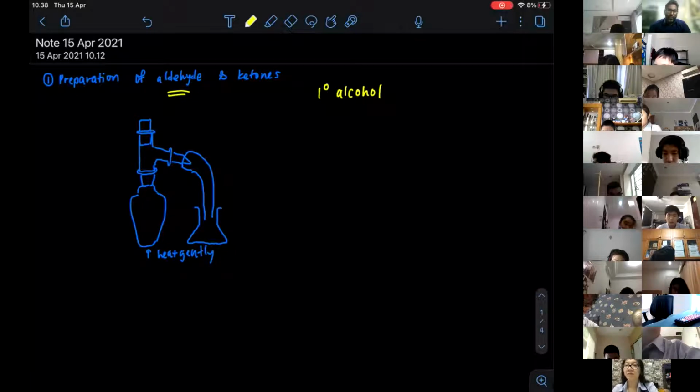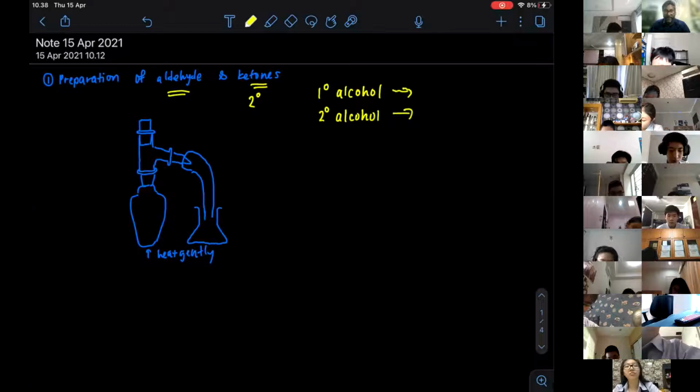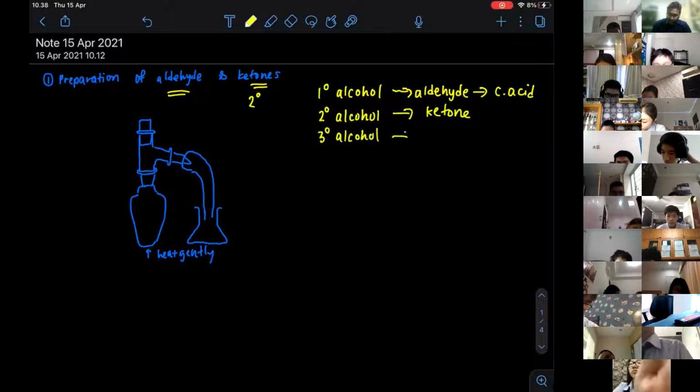Now, for preparation of ketone, you take secondary alcohol. You need to know that when you oxidize primary alcohol, it will change into aldehyde and will be further oxidized to become carboxylic acid. Secondary alcohol will be oxidized to become ketone. And tertiary alcohol cannot undergo oxidation, no oxidation. So please remember that.